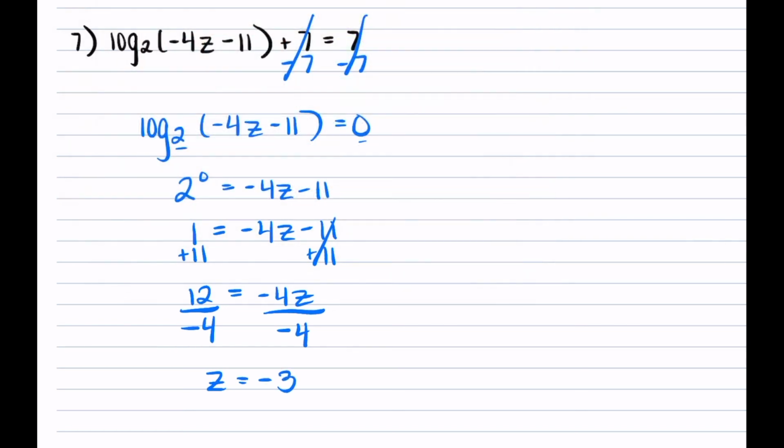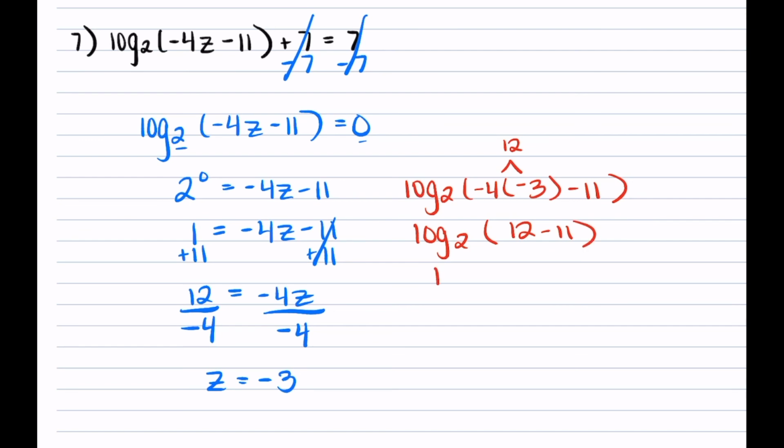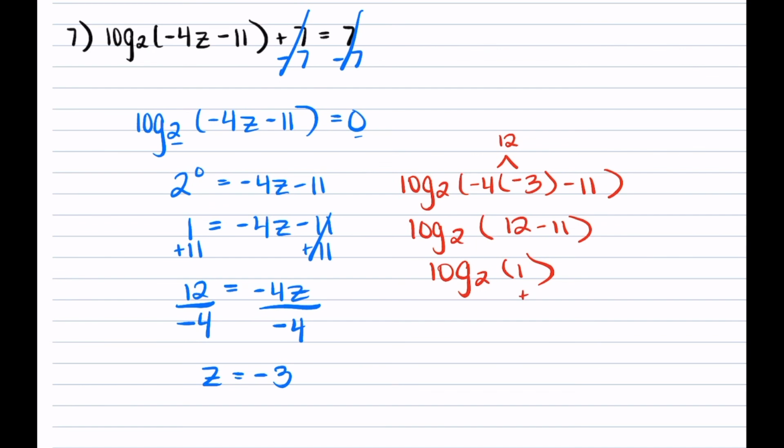And we cannot forget after this video that you need to check. So we're going to plug negative 3 into our log. Log base 2 of negative 4 times negative 3 minus 11. Negative 4 times negative 3 is 12. So we have 12 minus 11, which is just log base 2 of 1. And because that is positive, it works, and our answer is z equals negative 3.